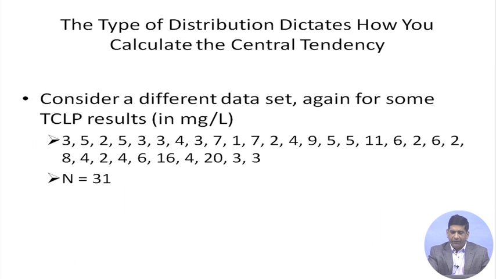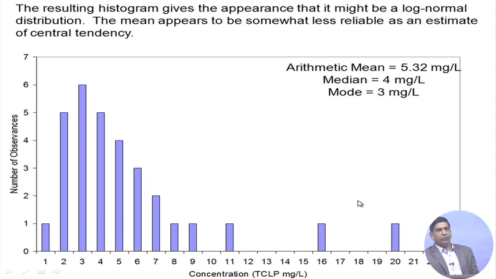Now consider a different data set, again for some TCLP results, where the results vary from 1 to 20, so a lot of variability, with n equal to 31 samples. You plot that data and you see a long tail. A long tail usually means log normal. So it is a log normal distribution, and here you see an arithmetic mean of 5.32, a median of 4, and a mode of 3.